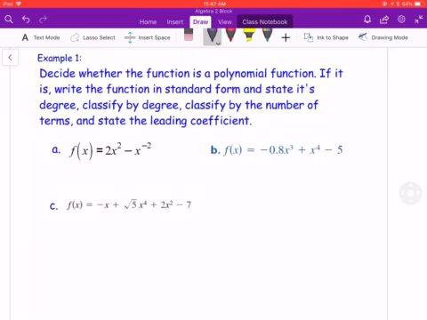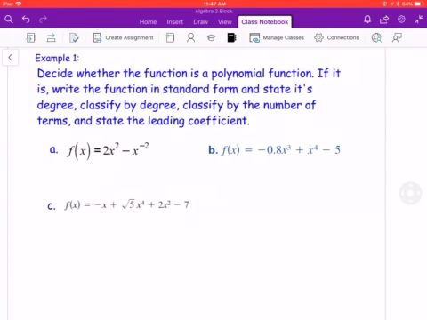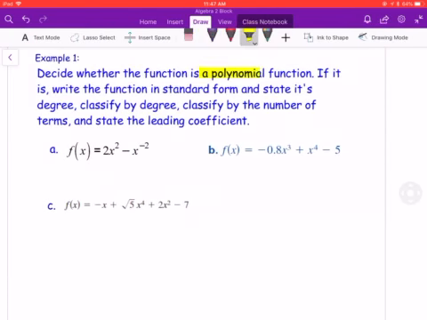So decide whether it is a polynomial. And if it is, write it in standard form. State its degree, name by degree, and name by number of terms, and then also leading coefficient.